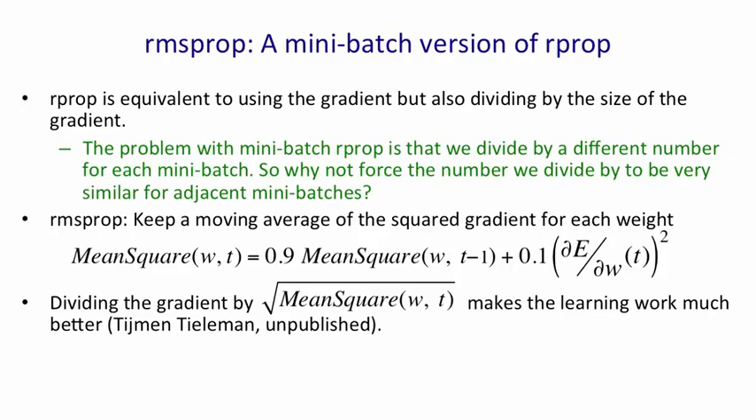That makes the learning work much better. Notice that we're not adapting the learning rate separately for each connection here. This is a simpler method where, for each connection, we simply keep a running average of the root mean square gradient and divide by that.